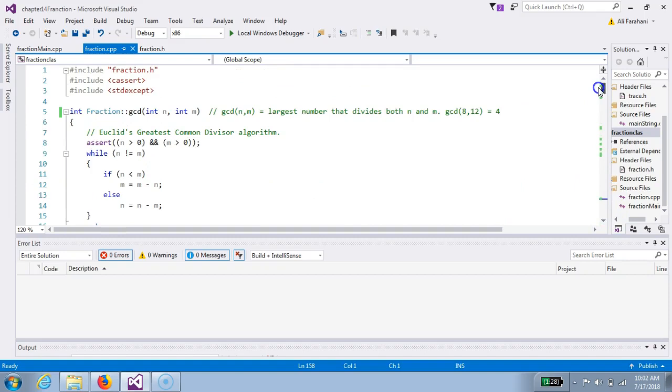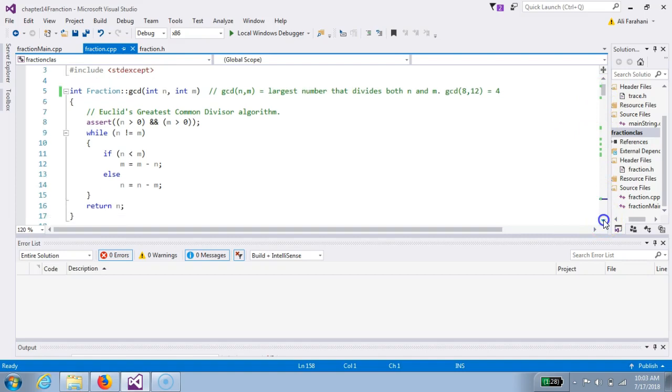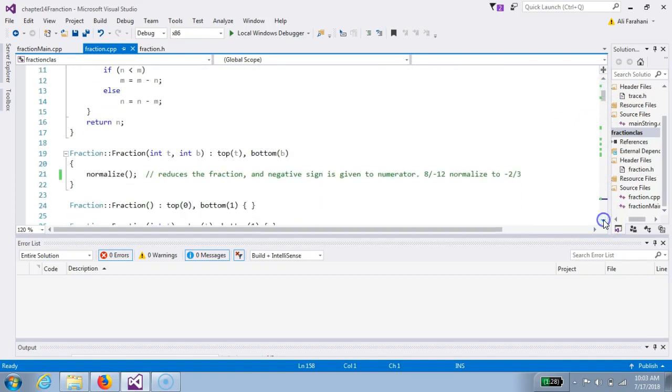Let's start with the greatest common divisor. The greatest common divisor basically returns the largest number that divides both m and n. Let's say you're trying to find the greatest common divisor of n and m, both integer. That would be the largest number that divides both n and m. As an example, the greatest common divisor of 8 and 12 is 4, right? Because 4 is the largest number that can evenly divide 8 and can evenly divide 12. So that's what the greatest common divisor will find for you, and I'll tell you where it's used.